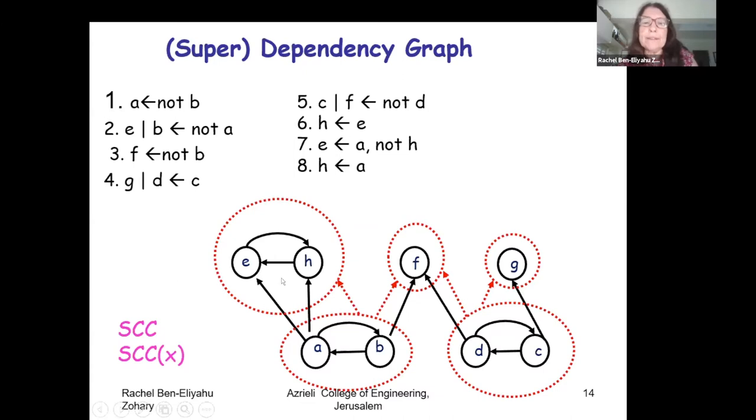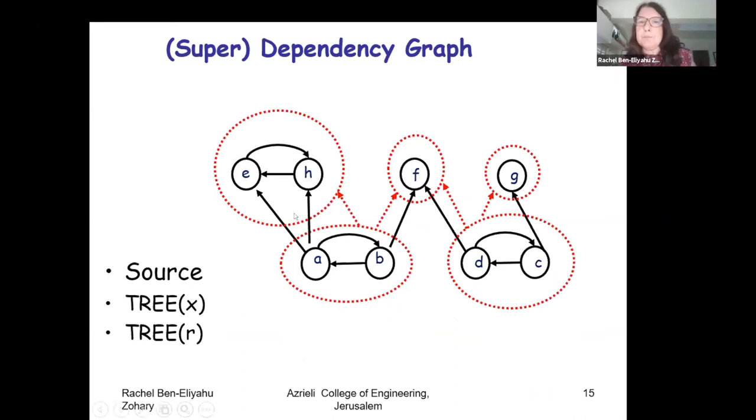Now, a strongly connected component is a set of vertices that are connected to each other with a directed path. It's a set of atoms such that for each two atoms in the set, there is a path from one to the other. And we can talk about the strongly connected component that includes a special atom X. Now we can talk about the superdependency graph. What is the superdependency graph? We take each maximal strongly connected component and we make it a vertex. Please look at the dotted red lines. This is a maximal strongly connected component, and this, and this, and this. These are going to be the vertices of the superdependency graph.